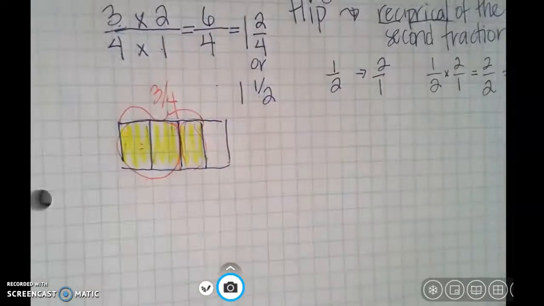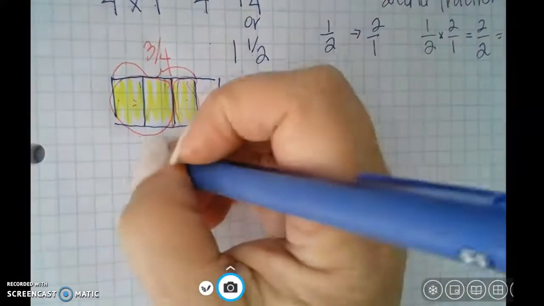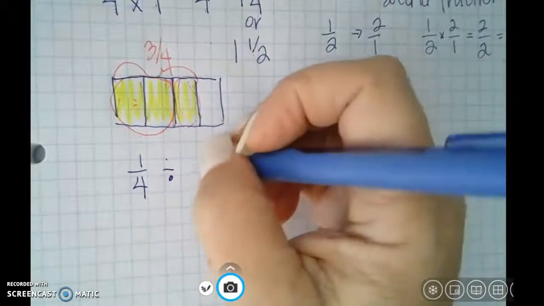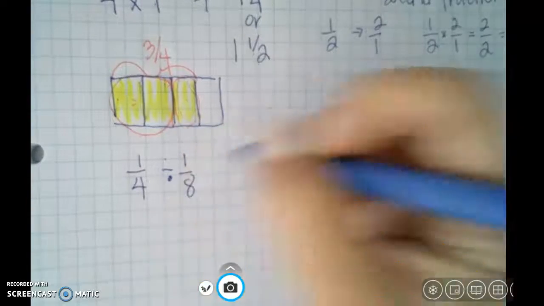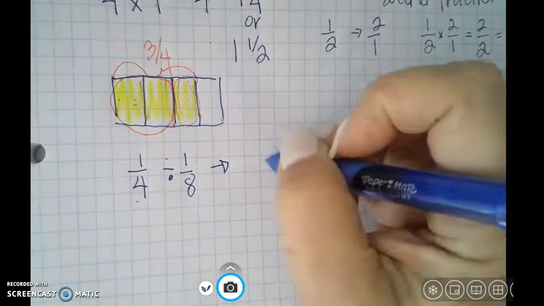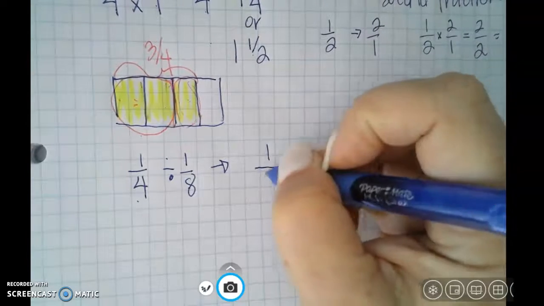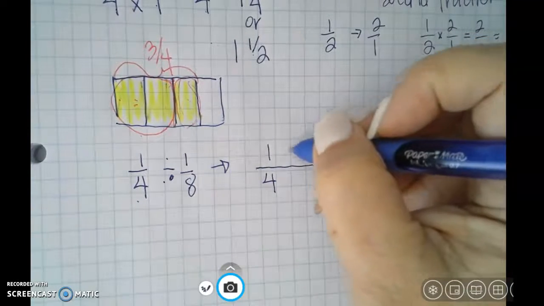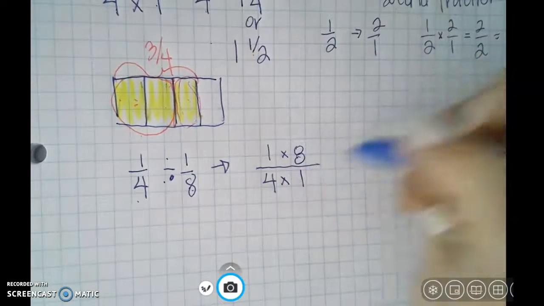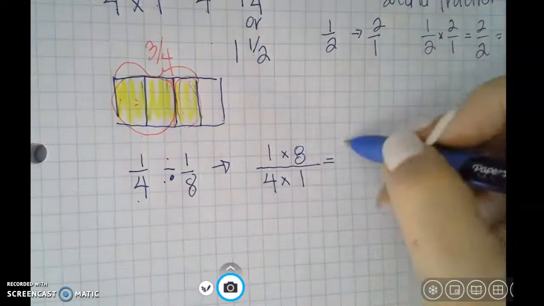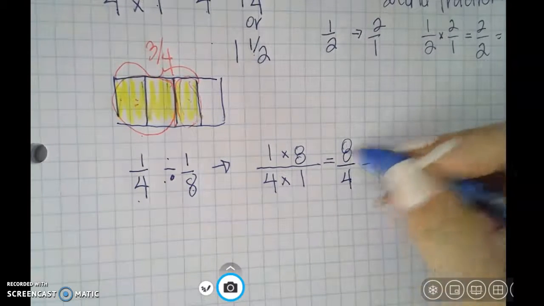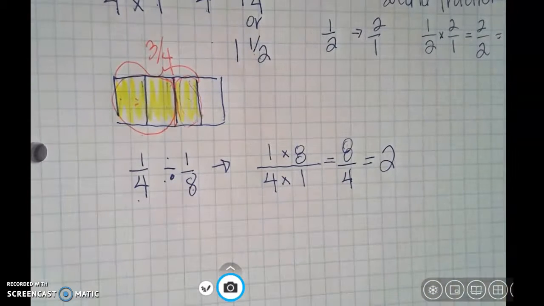So let me do another one really quickly. Let's do another problem. Let's do 1/4 divided by 1/8. How many 8ths are in 1/4? So I can rewrite that. I'm going to keep the 1/4 the same. I'm going to change the division sign to a multiplication sign, and I'm going to flip the second fraction. I get 8/4. 4 divides into 8 2 times.